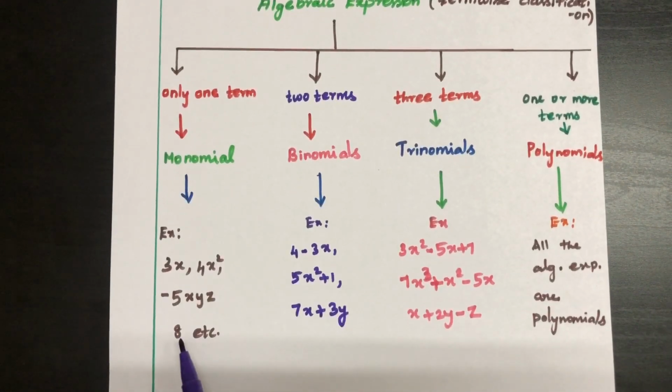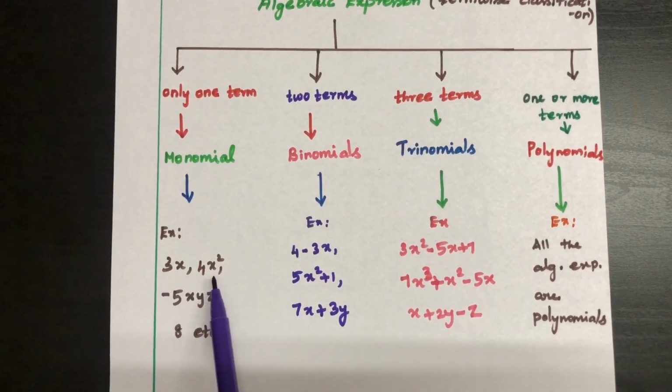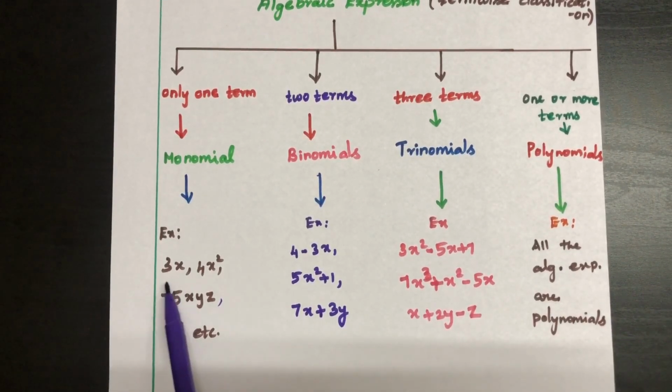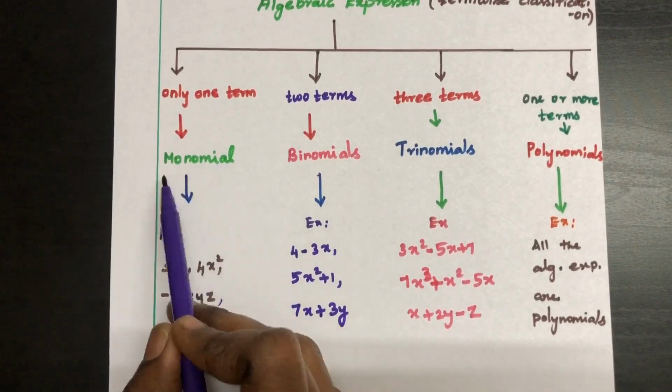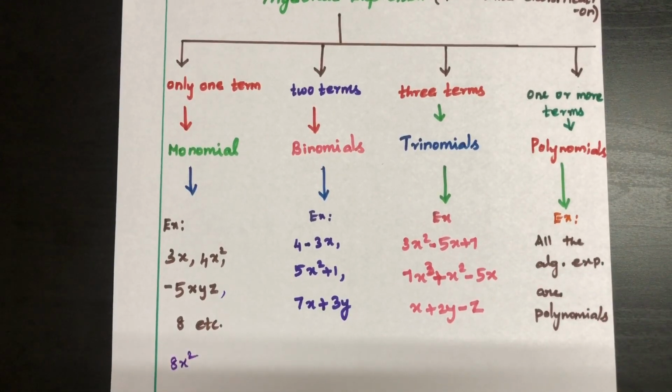See the examples here. 3x, see, there is only one term. 3x, 4x square, minus 5xyz, 8, etc. Even a constant is also a monomial. It is also a polynomial. So all these single expressions are called monomials. 3x is one term. See here, 8x square is a single term. No plus, no minus. It is not separated from any other term. It is a single term. So any single term is called a monomial.